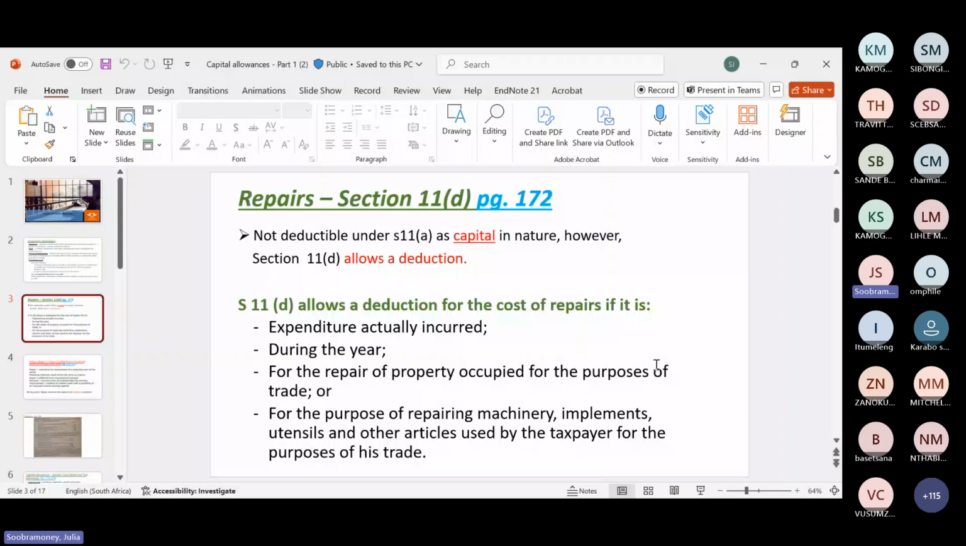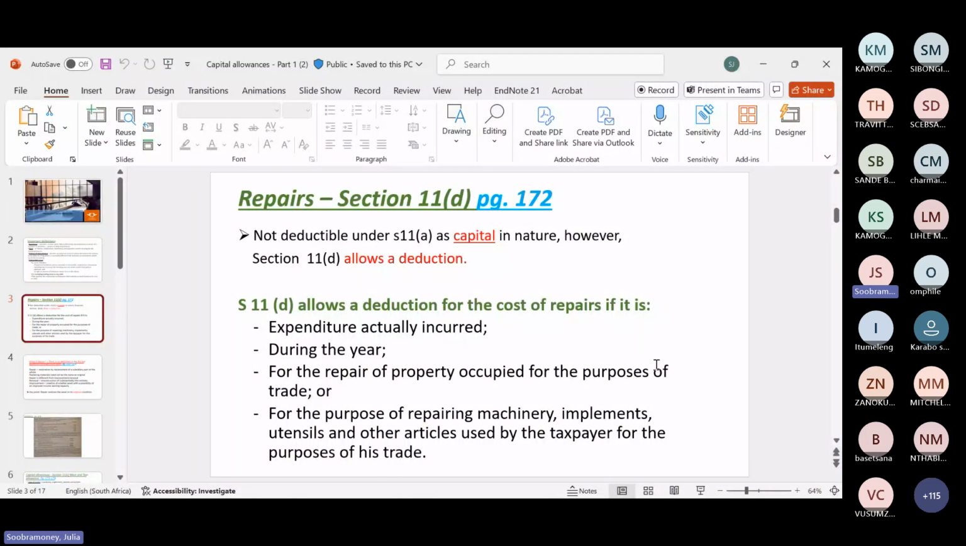And the third important requirement is for the purposes of trade. Okay, whether it is property or you're repairing a machine or a laptop, it does not matter as long as it is done within your business. Let's say the business owner wants to repair his microwave he got from home, for example, and then he puts the repair through the business. So he buys the part and he puts it through his books.